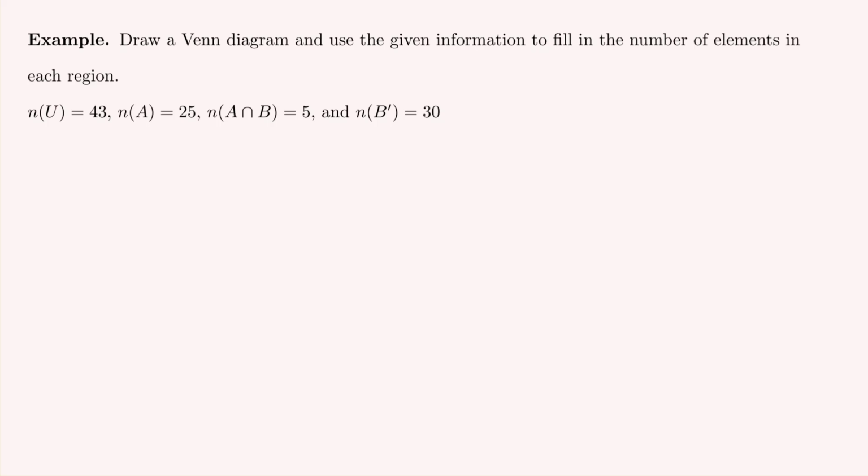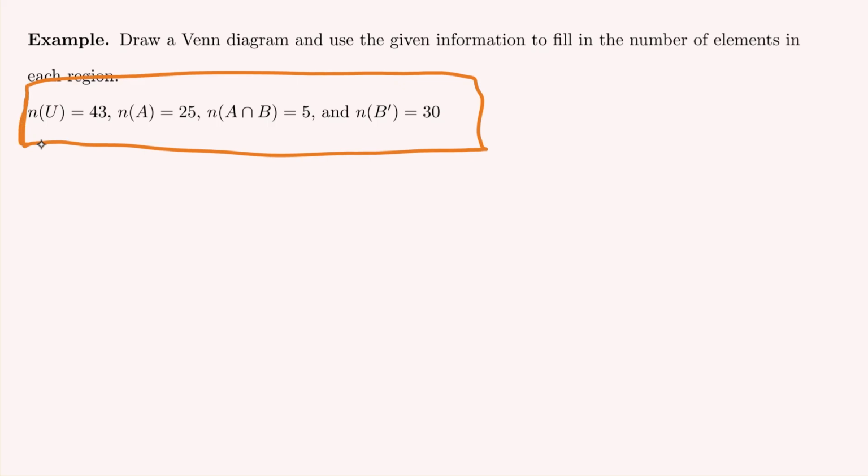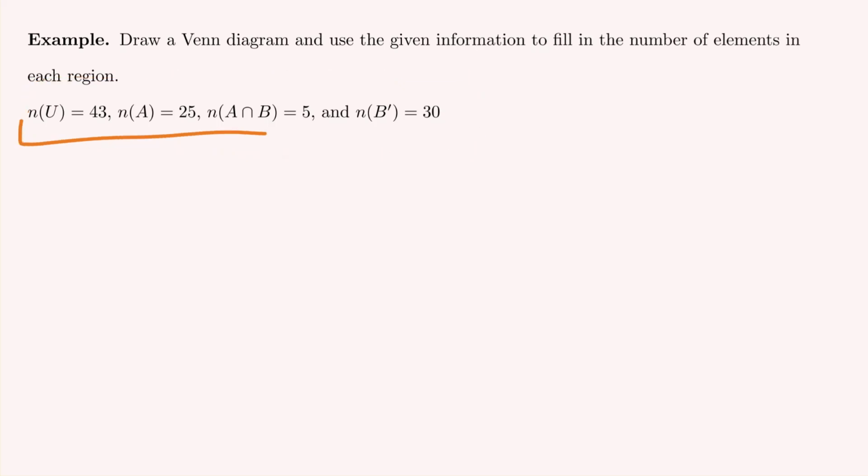Okay, so just to practice, if you could read this to yourself, left to right. This would be the number of elements in our universal set is 43. So the total number of elements under consideration is 43. The number of elements in A is 25. The number of elements in A intersect B is 5. And the number of elements in B complement is 30.